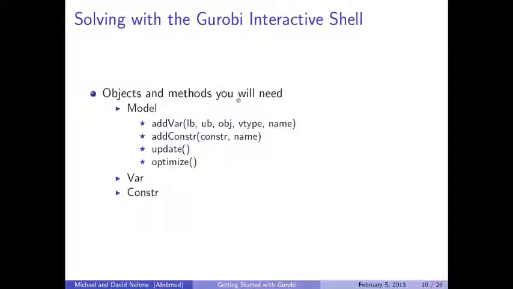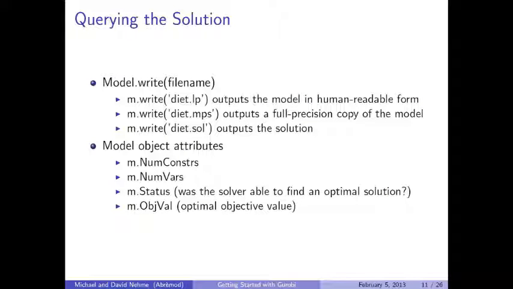So let's talk about more ways that you can query your model and your solution. The model object has a method called write, which takes in a file name parameter and writes either the model you just built or the solution out to a file. What the write method actually does depends on the extension of the file name you specify. If you specify a .lp extension, that's going to output the model in a human-readable form. If you specify a .mps extension, that's going to output a full precision copy of the model.